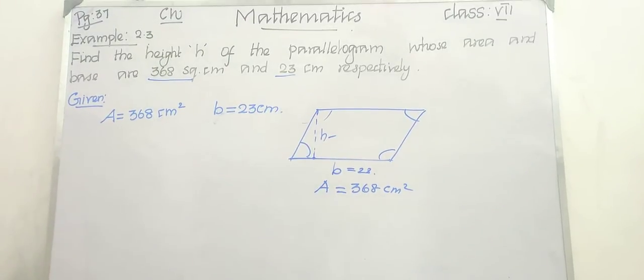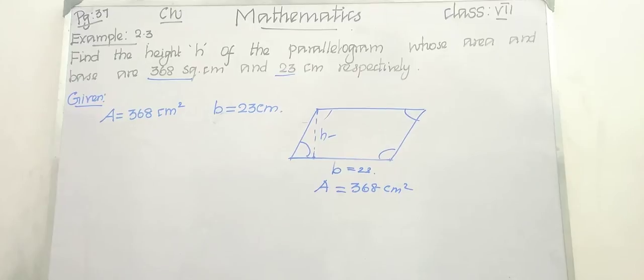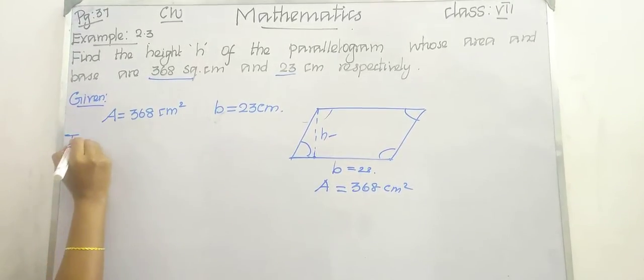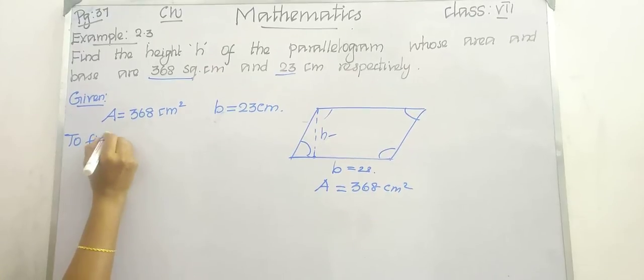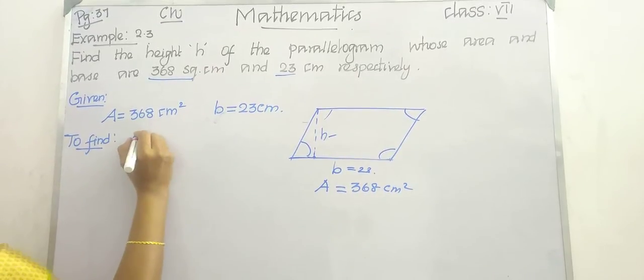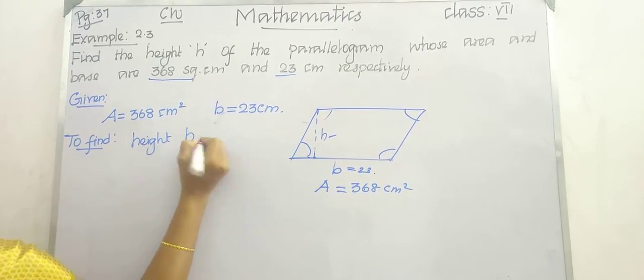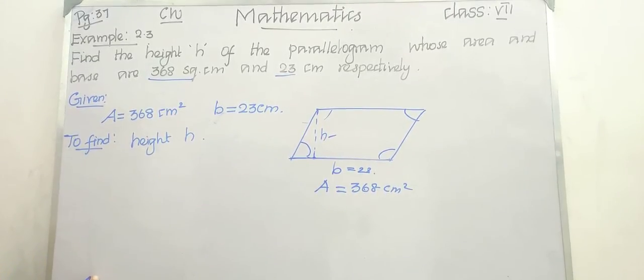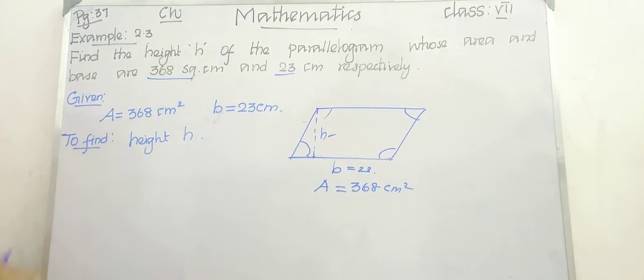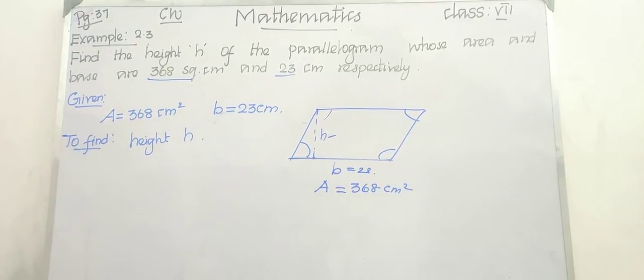Now what we need to find? We need to find the height, right? So to find, what is to find? To find is height, H-E-I-G-H-T, height, h. So how will you find? We can substitute these values in the area formula and find the height.